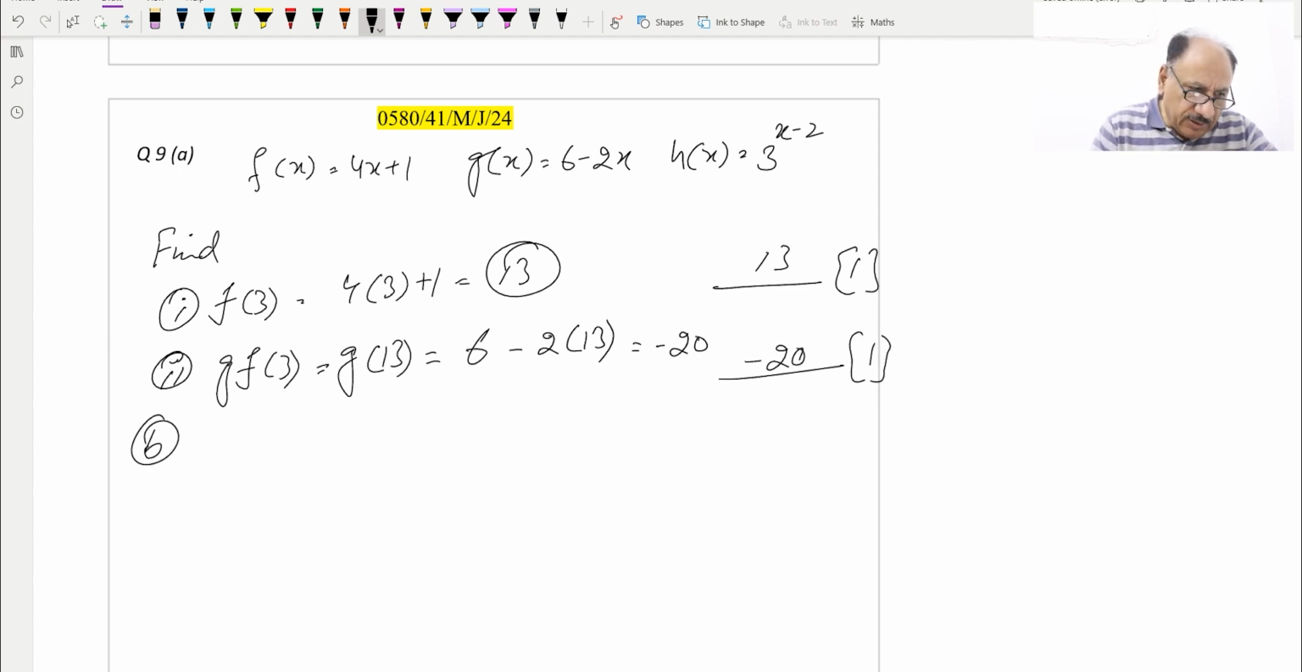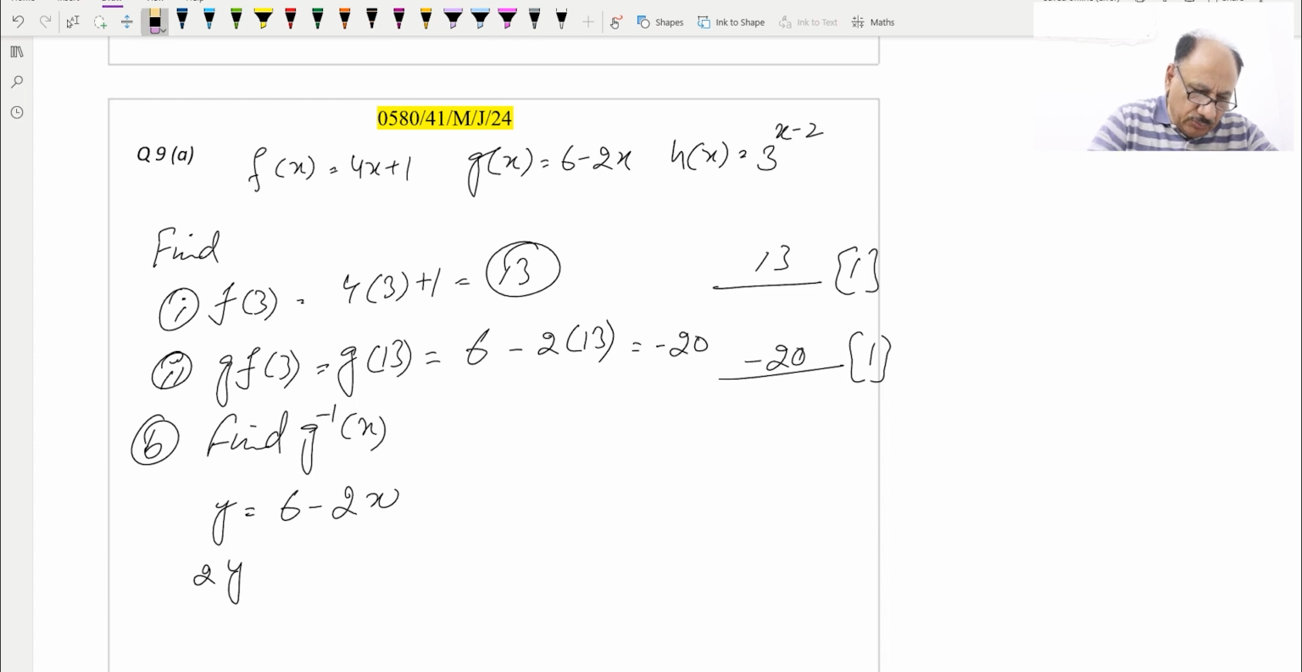Then for the b part, they are saying find what? g inverse of x. So g of x we know is given. We can write y is equal to 6 minus 2x, and we can make x the subject. So 2x is equal to 6 minus y, and x is equal to (6 minus y) over 2.